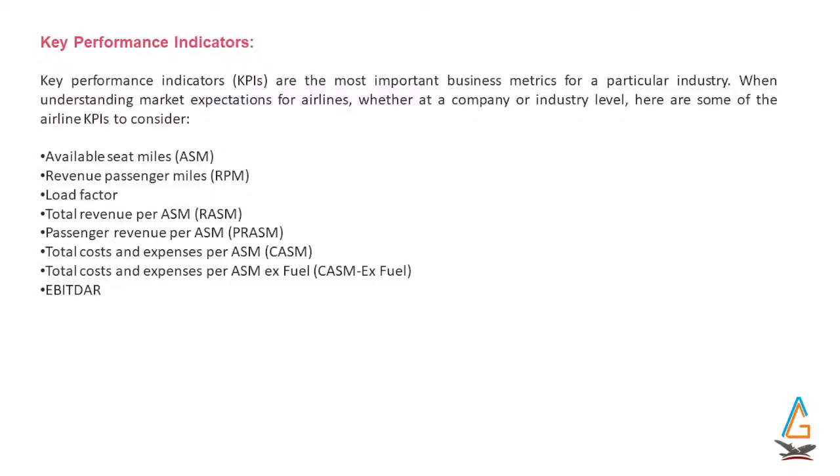Cost per available seat mile is calculated by taking operating expenses and dividing by available seat miles. Revenue per available seat mile is calculated by dividing the airline's total revenue by its total available seat miles.